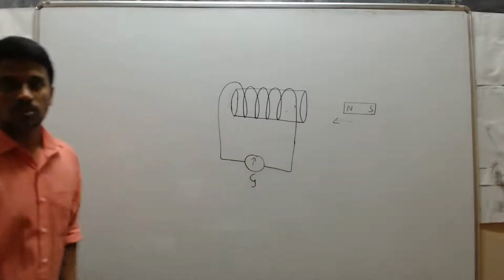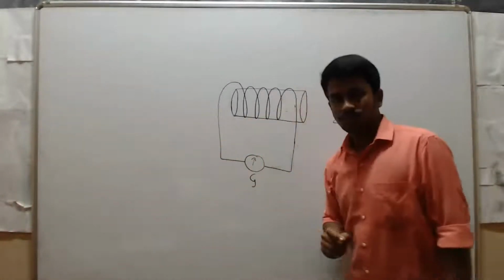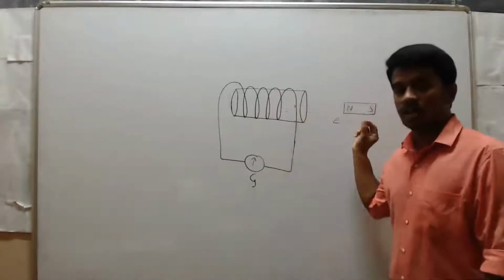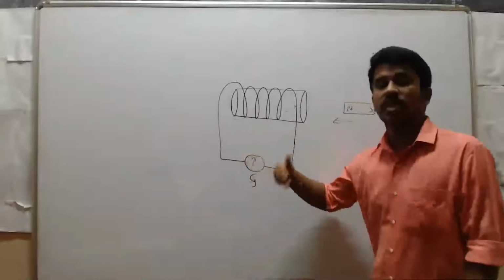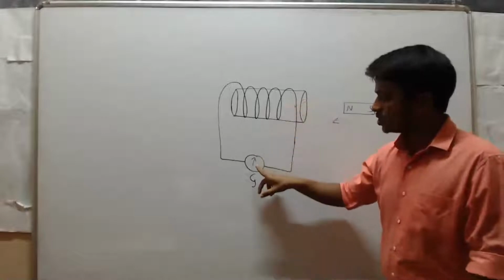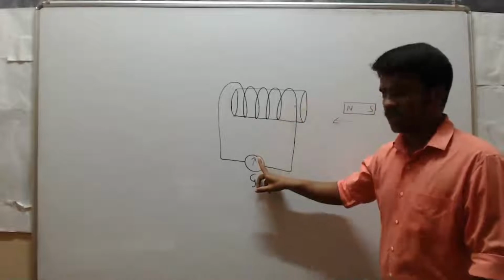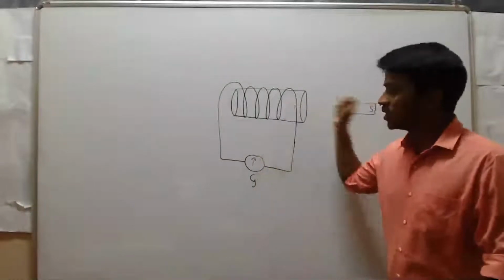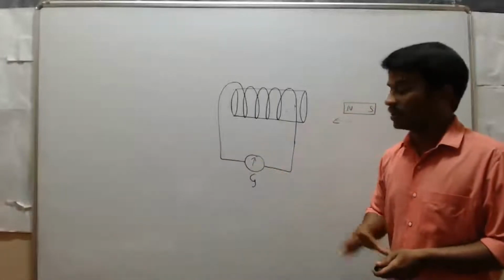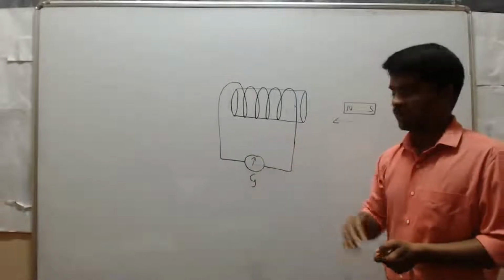So when you keep this bar magnet inside the coil, it will show deflections. While removing also, it will show deflections, but in another direction. When you bring the bar magnet near this coil, it shows one direction, and while removing, it shows the other direction.